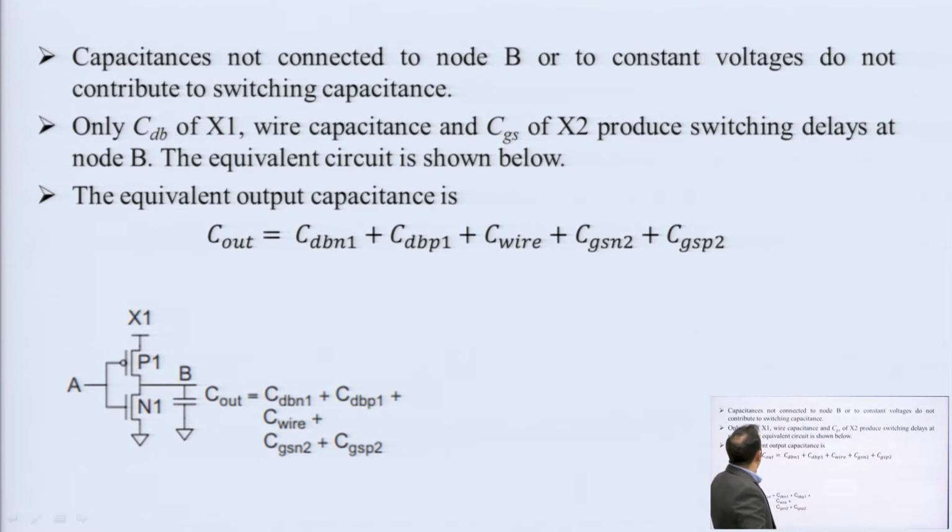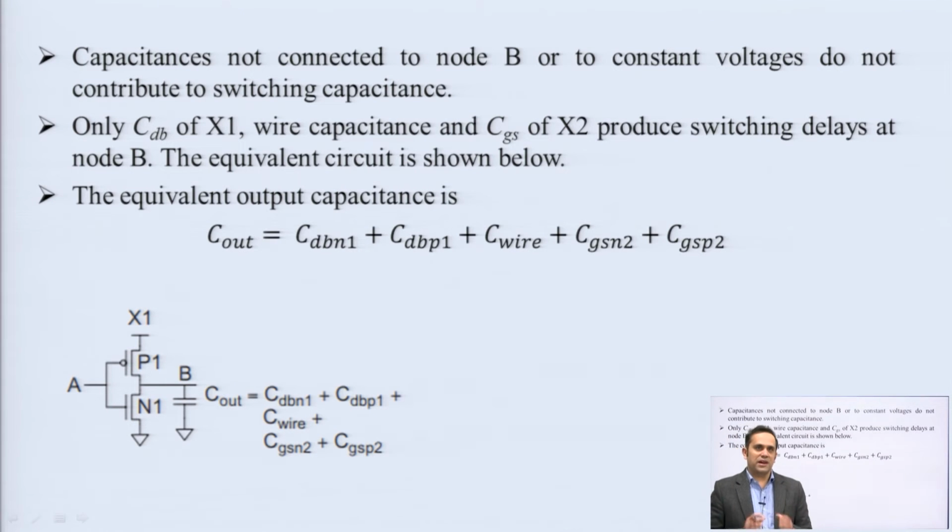So, only the drain to body capacitance of x 1, wire capacitance and gate to source capacitance of x 2 produce switching delays. These can be considered as connected to a certain node B, with the other terminal grounded for reference. So, this can be considered in equivalent terms as a network of capacitors connected in parallel.